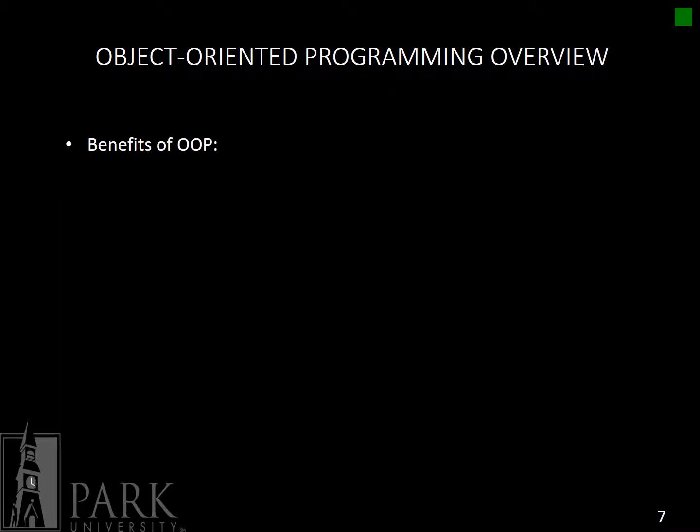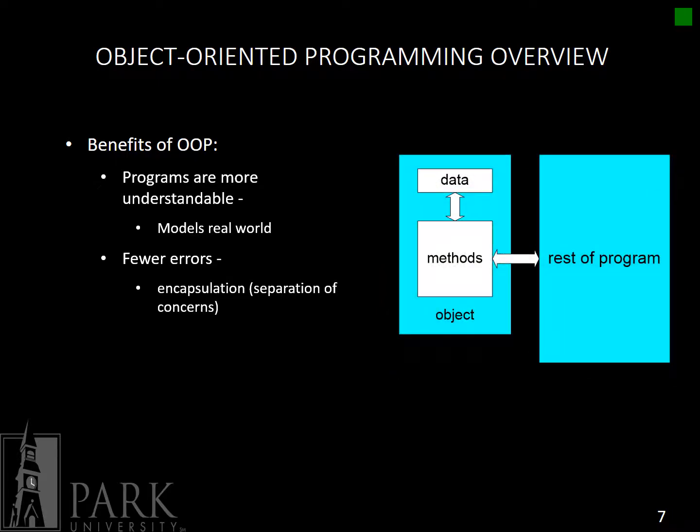So what are the benefits of using object-oriented programming? Well, programs are more understandable. That is, since people tend to think about problems in terms of objects, it's easier for people to understand how a program is split into those objects. There are also fewer errors, since objects provide encapsulation or isolation for the data. It's harder for the data to get messed up.